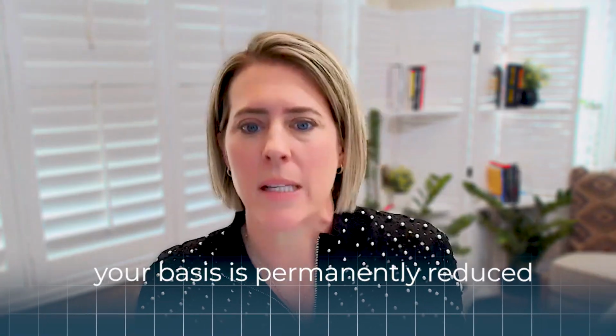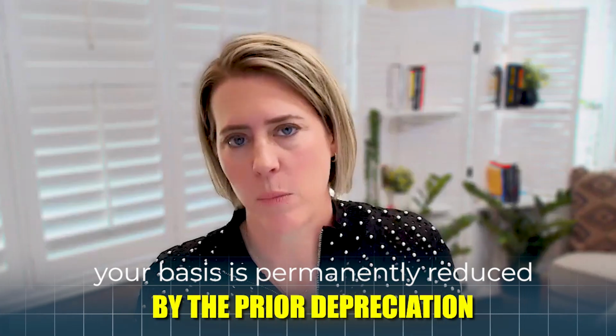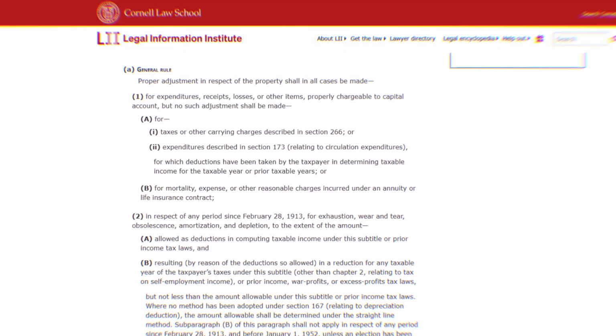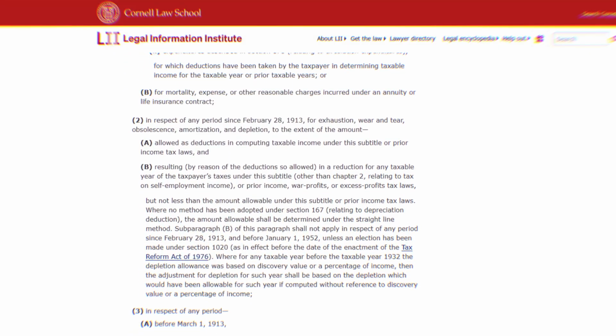That brings us to the next rule, which is that your basis is permanently reduced by the prior depreciation. Your future basis, meaning the number used to calculate the gain, or essentially your cost for the asset, is reduced by all depreciation that is allowed or allowable under IRS Code Section 1016. I have to throw those in for some of our technical and CPA partners. What this means is even if you forgot to take depreciation or your CPA didn't take the full depreciation, the IRS still reduces your basis as if you did.